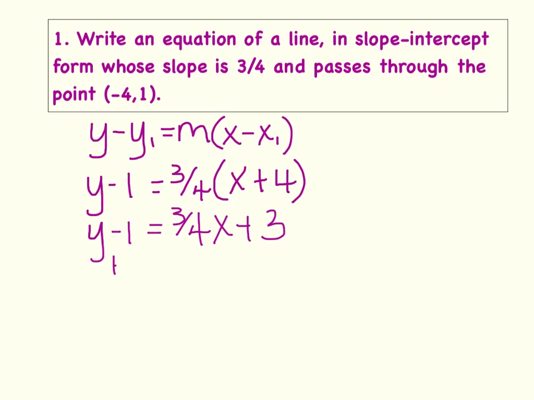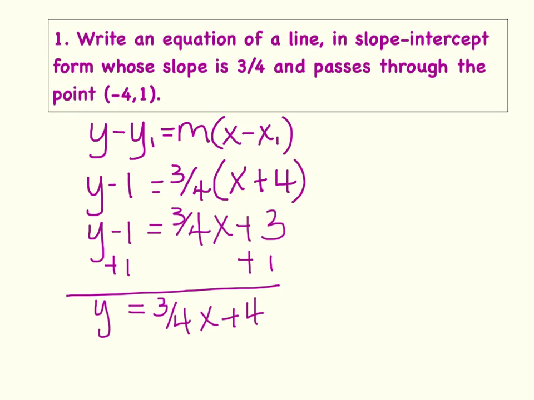Now we will add 1 to both sides. Bring the y down, and now I have y equals 3/4 x plus 4. So we have just written the equation of this line in slope-intercept form. Now let's move on to example number 2.